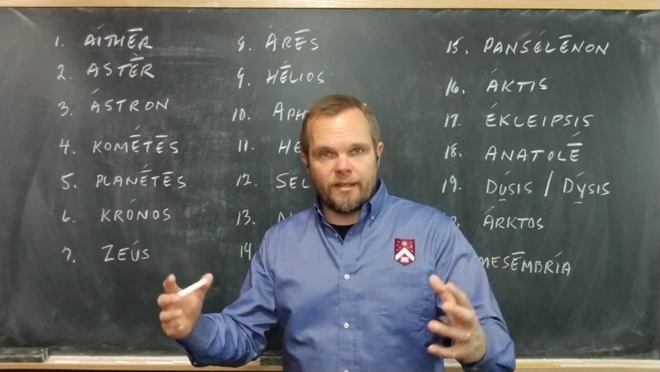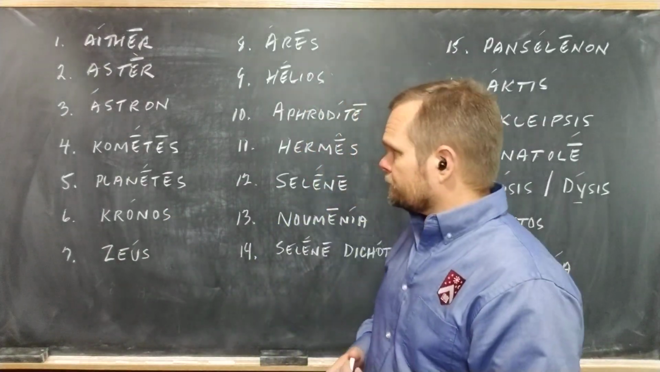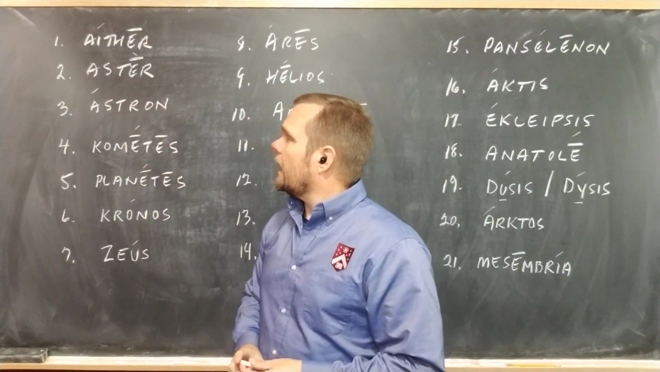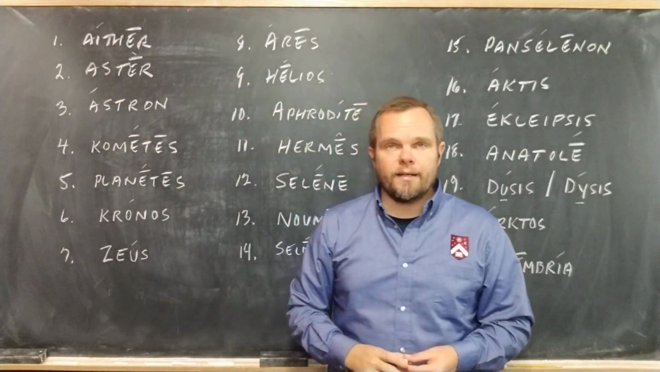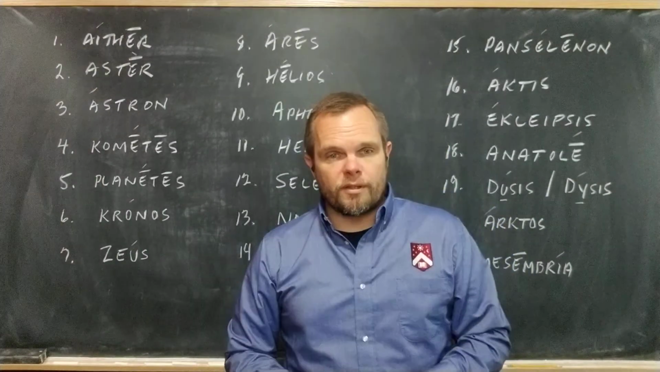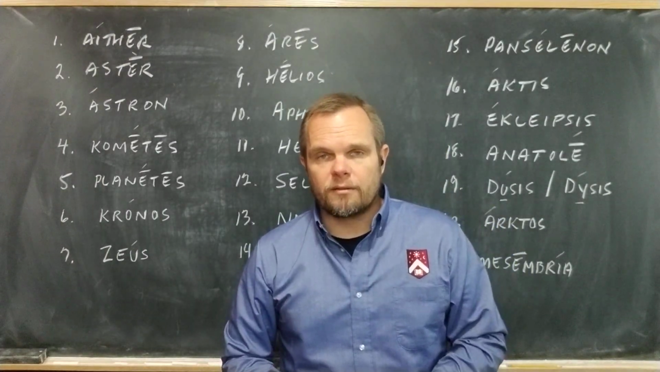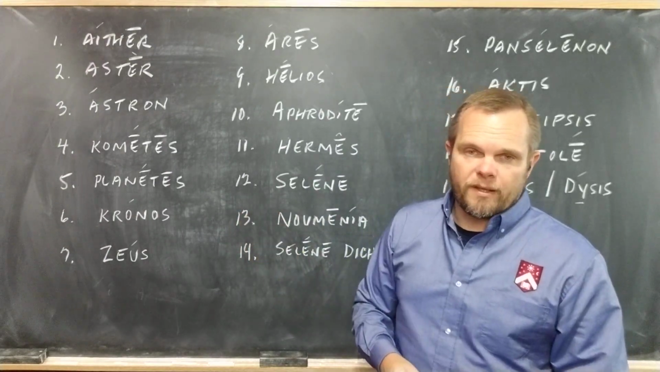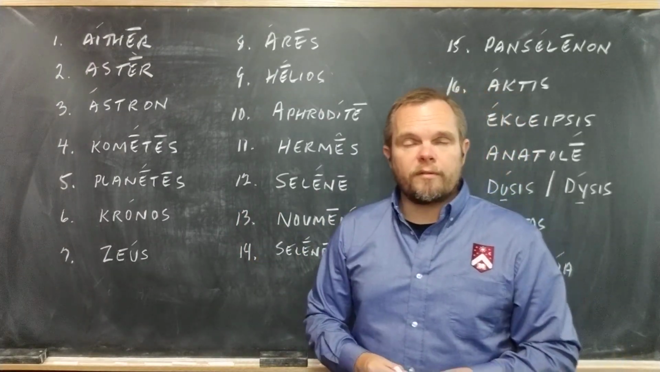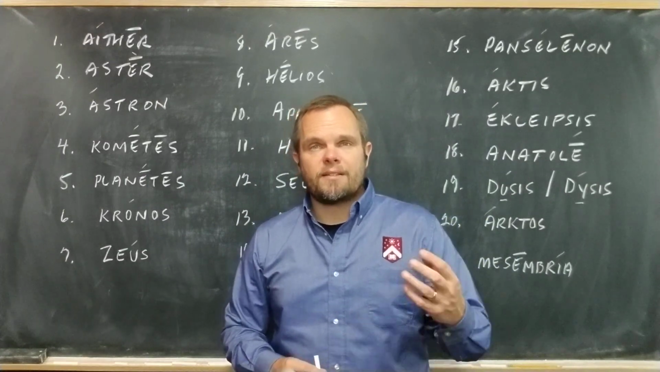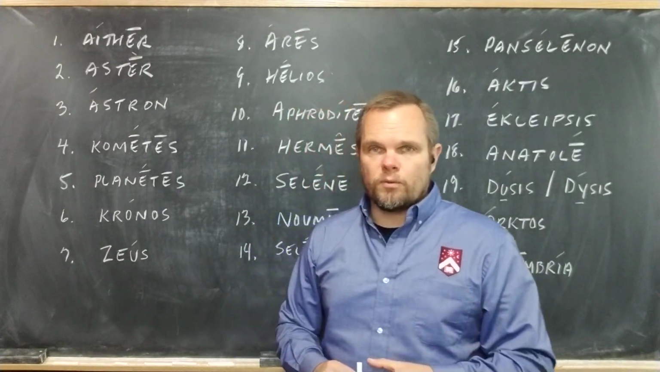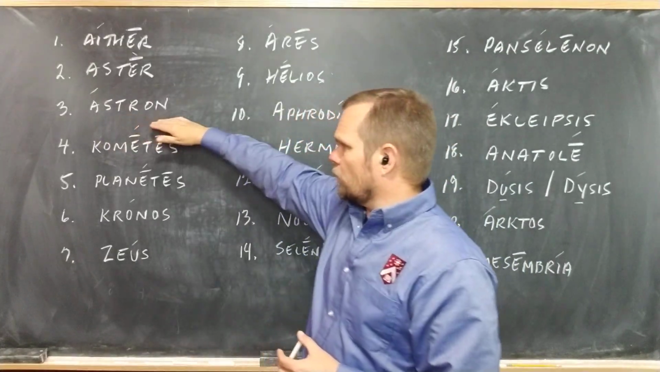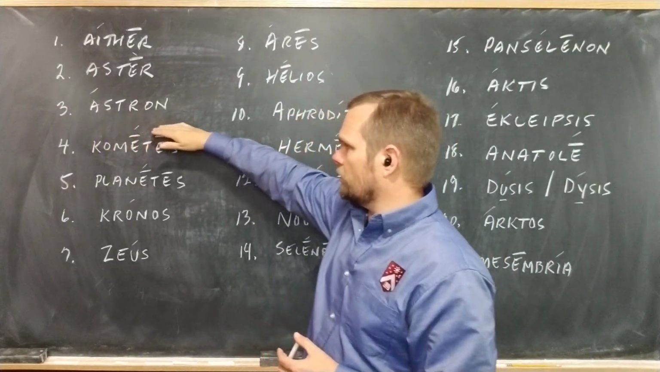Constellation has the word stella within it, and so forth. In Greek, the word for star is aster. The third word on our list is constellation, which is a group of stars. You can see that the Latin word for constellation is sidus. The Greek word for constellation is astron.